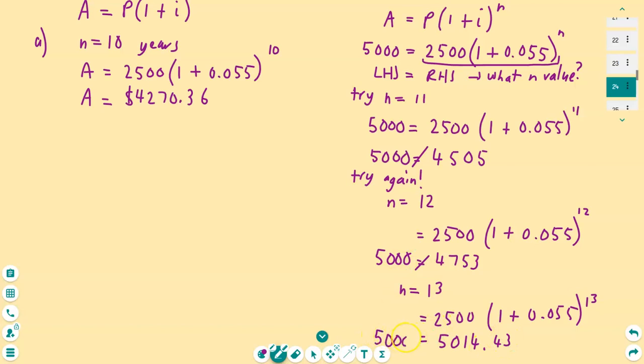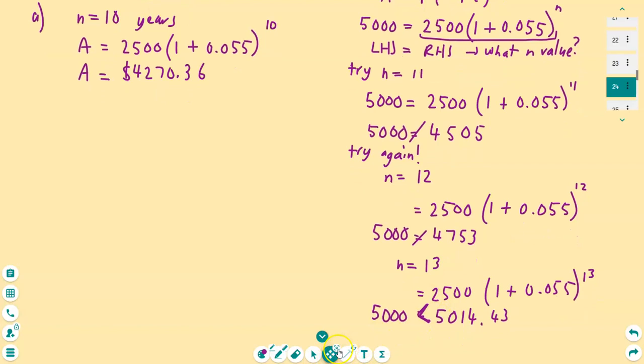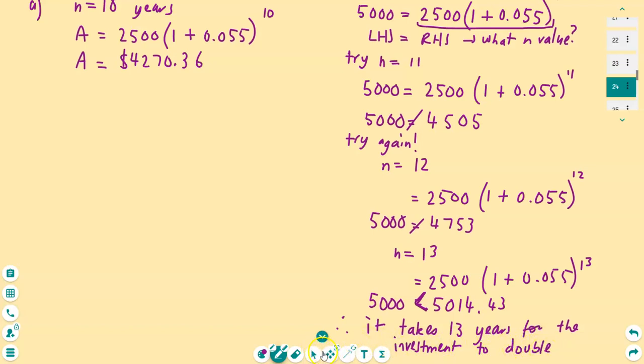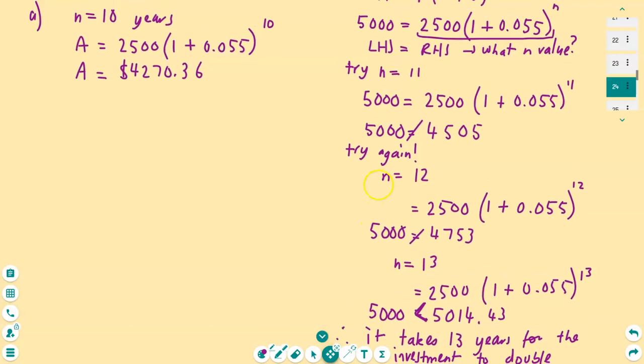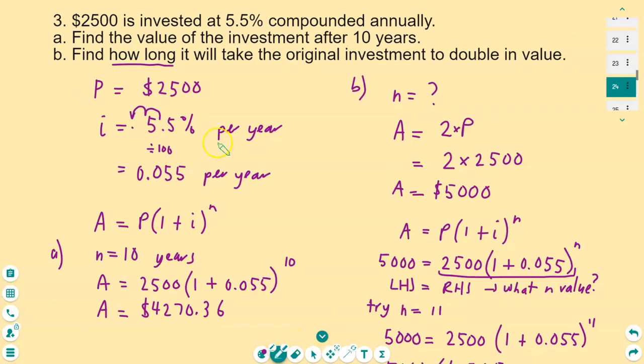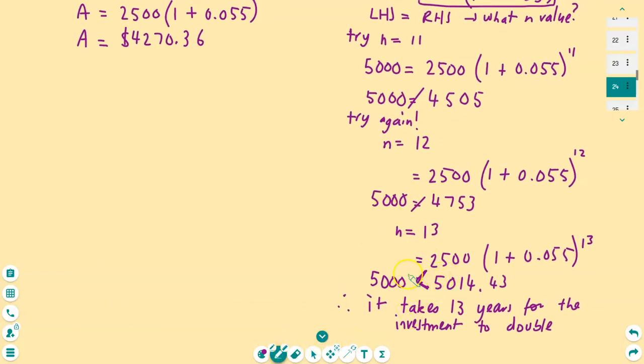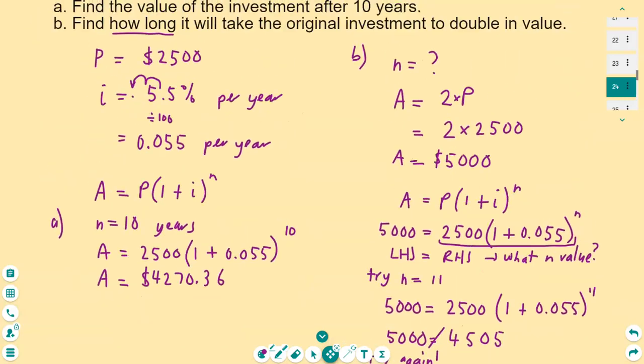5,000 is less than that amount. So we can say, therefore, it takes 13 years for the investment to double. You want it to exceed that amount, if that makes any sense. Hopefully that makes sense. It started as 2,500, and after 13 years it exceeds the $5,000 mark. Before that, it didn't quite exceed it. Hopefully I didn't confuse you too much by scrolling around like that.